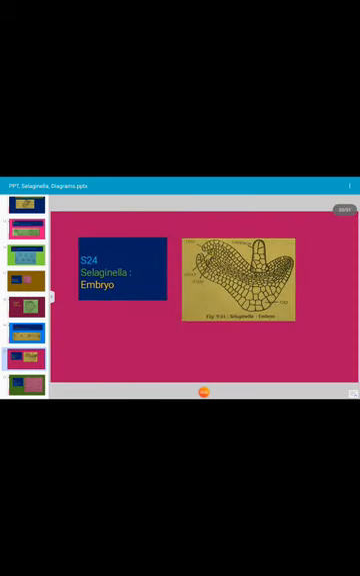Next, this is the embryo of Selaginella. Selaginella is a pteridophytic plant, and this is the embryo. See, the suspensor is shown, and the foot region is there, ligule, stem and leaves.